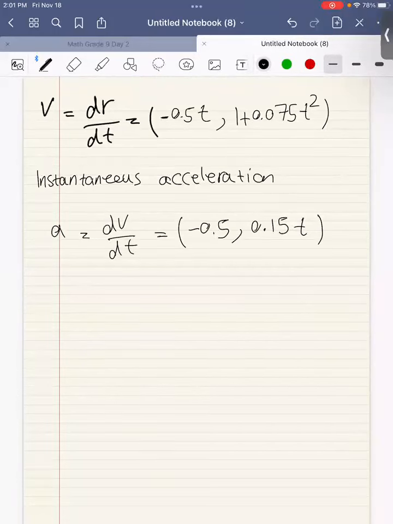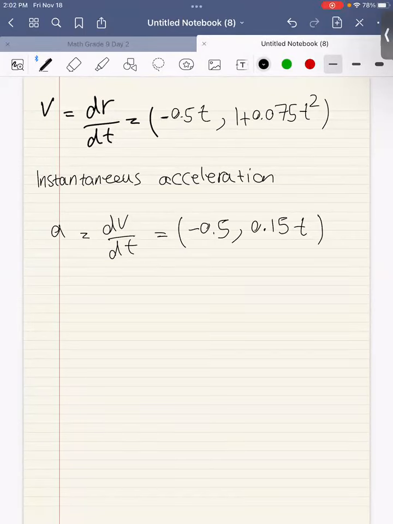The derivative of t squared is 2t, and the derivative of negative 0.5 t is negative 0.5. Right? Remember the formula.